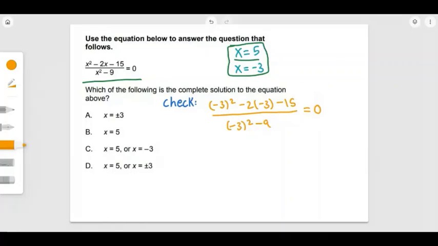Always make sure to put negative 3 into brackets, especially in the calculator, because it will give you an accurate solution, especially when the number is negative. Now, if you enter this equation in the calculator, it will give you a math error. So the value of this expression is undefined.